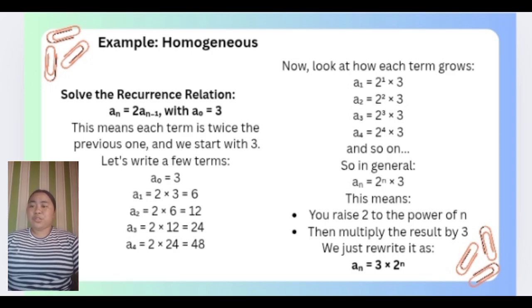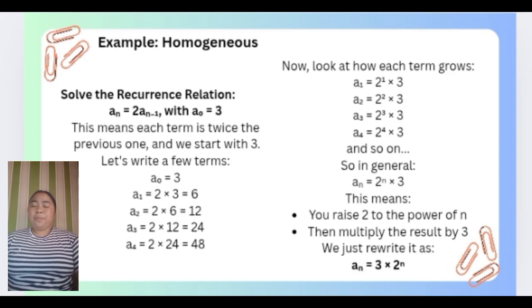Now look at how each term grows. a sub 1 is 2 raised to 1 times 3, which is 6. Then a sub 2 is 2 raised to 2 times 3, which is 12. a sub 3 is 2 raised to 3 times 3, which is 24. And a sub 4 is 2 raised to 4 times 3, which is 48. So in general, a sub n is equal to 2 raised to n times 3. This means you raise 2 to the power of n, then multiply the result by 3. We just rewrite it as a sub n equals 3 times 2 raised to n. So this is the final answer.